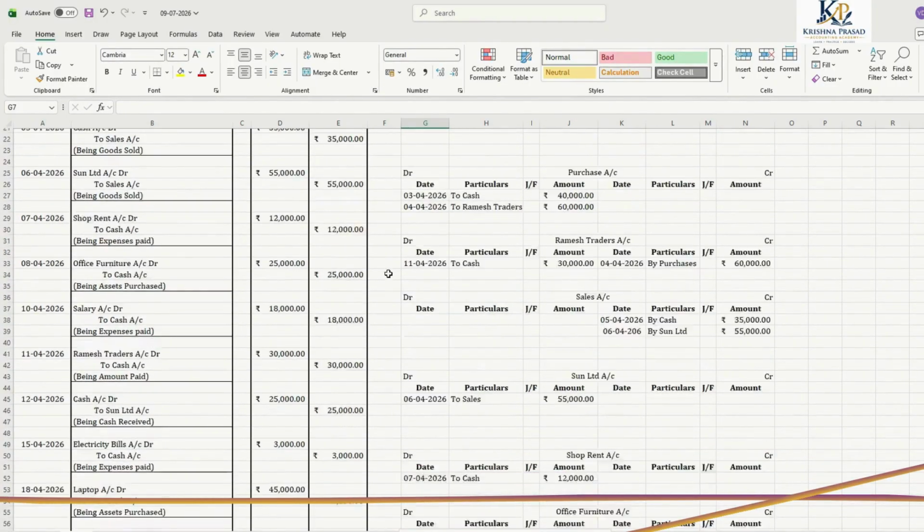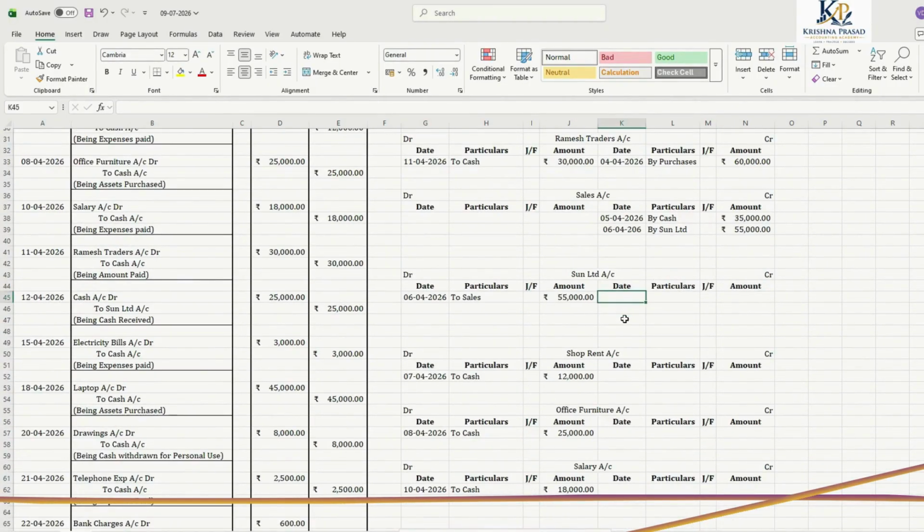And coming with the Sun Limited account, this time it is on the credit side. So we need to enter the opposite account on the credit side. What is an opposite account? Cash. By cash 25,000.